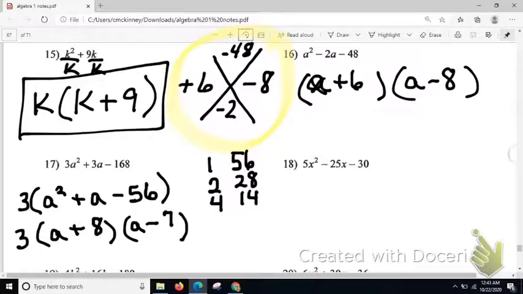Nope. 5 doesn't go into 56. 6 doesn't go into 56. 7 and 8. So that's how you would strategically, systematically find the factor pair if you didn't just see it immediately. And I put negatives with those because we know the signs are supposed to be different and we know the bigger number is supposed to be positive.